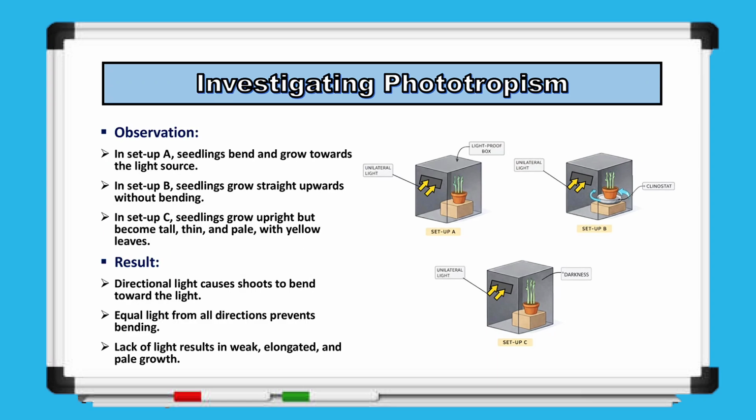In investigating phototropism, several observations can be made from the different setups. In setup A, where seedlings are exposed to light coming from one direction, the shoots bend and grow toward the light source. In setup B, where the seedlings are placed on a clinostat and light reaches all sides equally, the seedlings grow straight upwards without any bending. In setup C, where seedlings are kept in very low light or darkness, they grow upright but become tall, thin, and pale, with yellow leaves due to insufficient light.